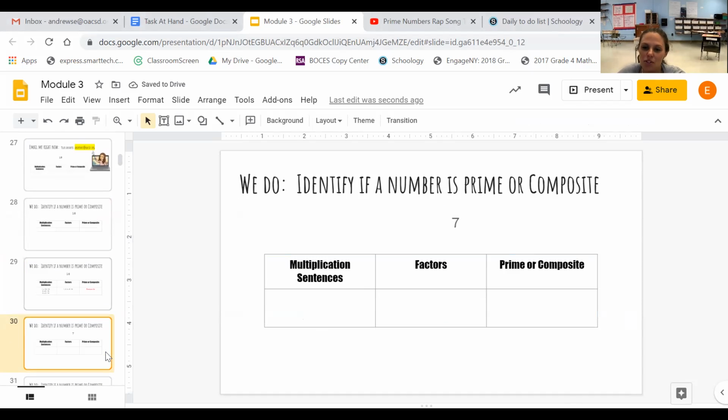Let's go ahead and I want you to try 7. So pause your video, try it with 7, and then check back with me to double check your work. I could only come up with two factors, one and me. Therefore, I knew this was prime.